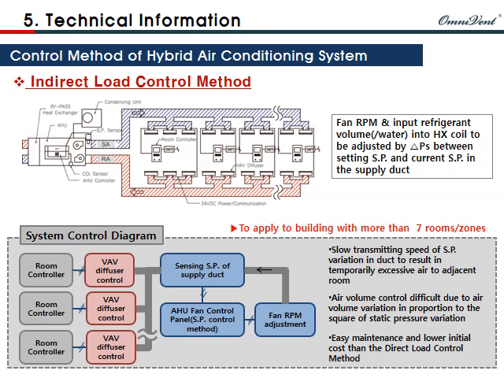Indirect load control method has a slower air pressure transmission signal speed than the electronic signal, which results in momentary excessive air discharge to the adjacent rooms due to static pressure fluctuation. In addition, air volume control is somewhat difficult because air volume variation is proportional to the square of static pressure variation. On the contrary, it has advantages of easy maintenance and lower initial installation costs than the direct load control method.